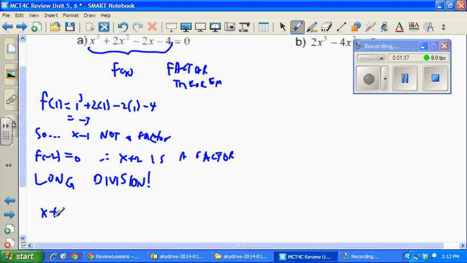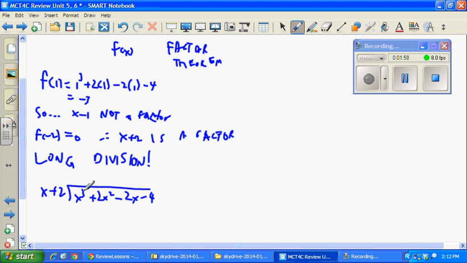So we go x plus 2, and we write our f of x, which is the function that we're trying to factor: x cubed plus 2x squared minus 2x minus 4. And then remember, the whole idea is multiplying by something so that when we subtract, it's gone. x squared works often, and it does here. In fact, it wipes out both terms, and I'm left with 0.